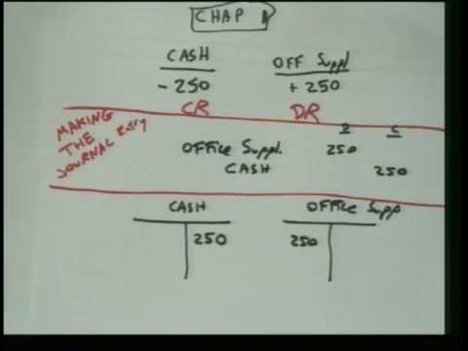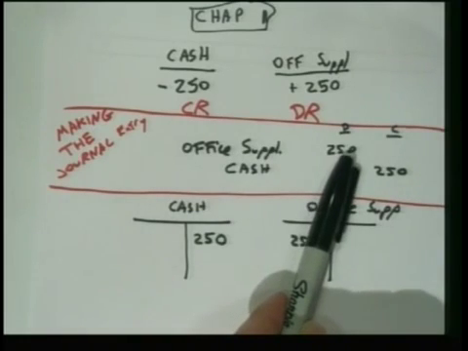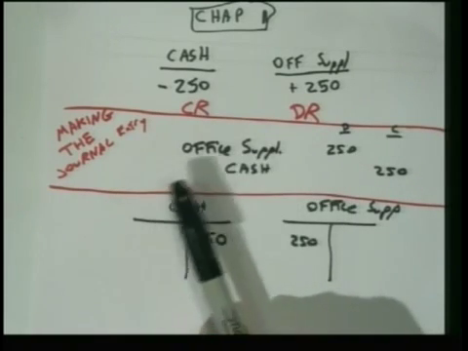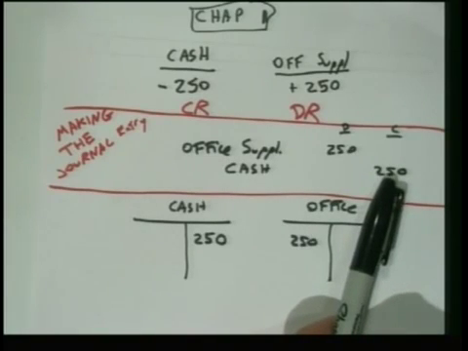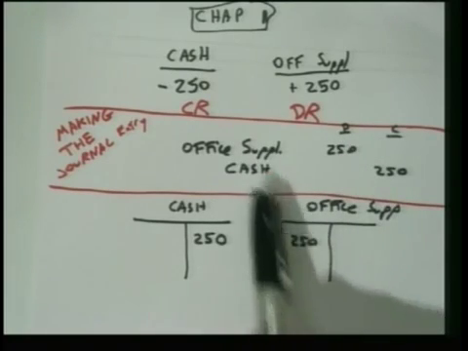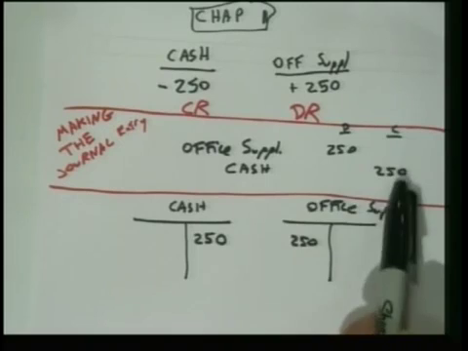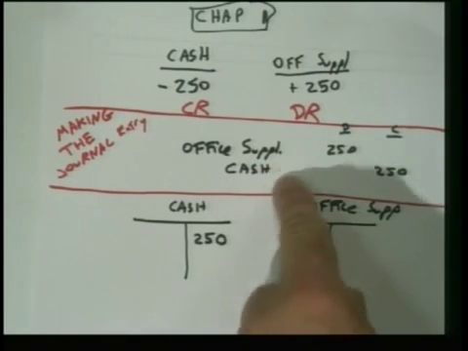Okay, that's how that journal entry would look. A journal entry is a notation that we make that says that we need to go to the office supplies T account and debit it for $250. We need to go to the cash T account and credit it for $250. Are you with me? We go to office supplies, debit it for $250. We go to cash, we credit it for $250. That is called making the journal entry.